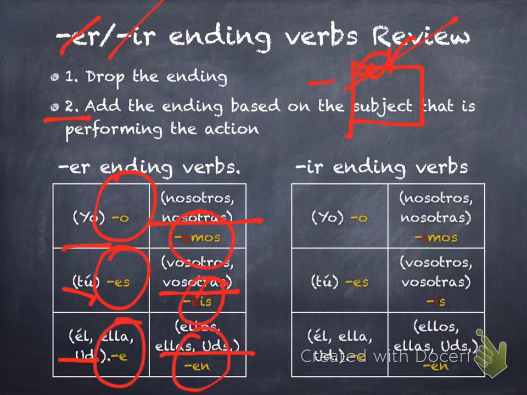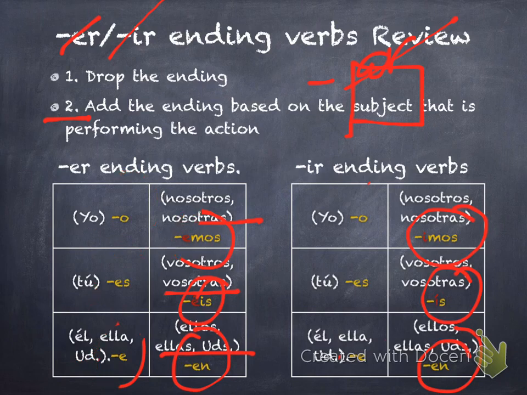And remember, with ER and IR, they are the exact same in every form, except for the nosotros and vosotros, right? And the easy way to remember that is they're going to have a different first letter to their ending.